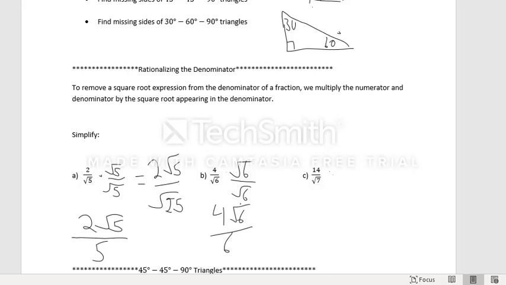And the last one, multiply both the top and the bottom by the square root of 7. We want to get rid of that square root on the bottom. So 14 times the square root of 7 over 7. So you should start to see that pattern there. Now we can reduce this a little bit. 14 divided by 7 is 2. So this would just be 2 times the square root of 7. All right.